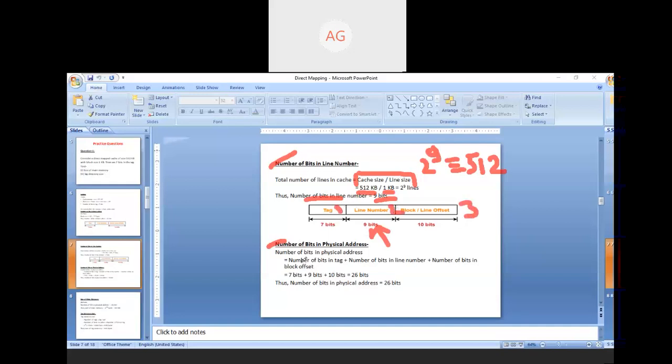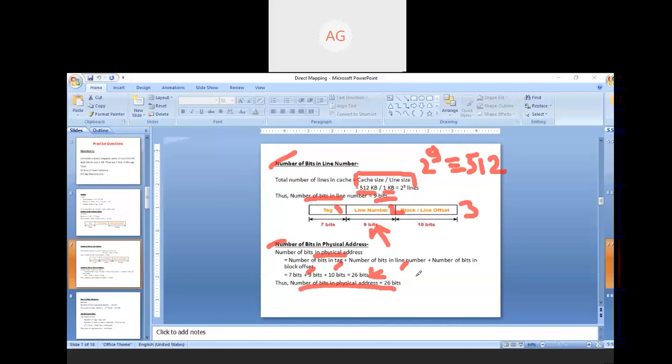So here the formula is: the number of bits in physical address is the number of bits in tag, plus the number of bits in line number, plus the number of bits in block offset. Which is 7 bits plus 9 bits plus 10 bits, which is equal to 26 bits. So the number of bits in the physical address is 26 bits.